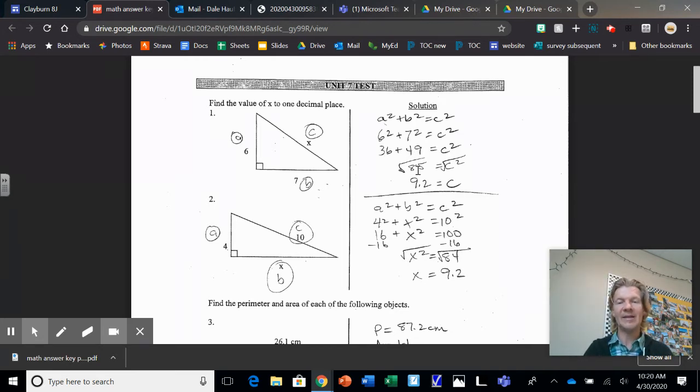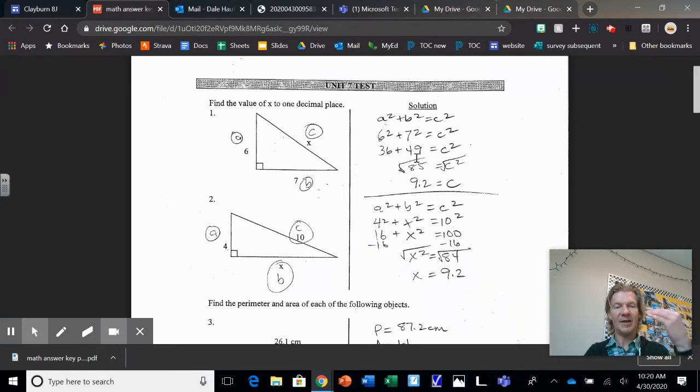36 plus 49 is 85. And then I get 85 equals c squared. Now, we don't have these square root signs there originally. That's part of the problem with showing you this way. So maybe I will post that video and show you these first 4 questions online, and then I won't explain it so deeply here, okay?